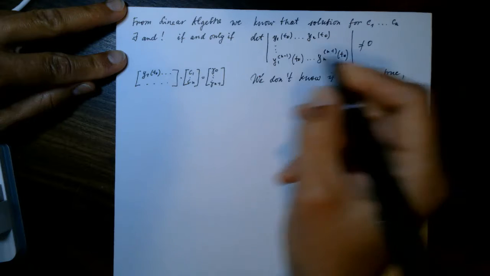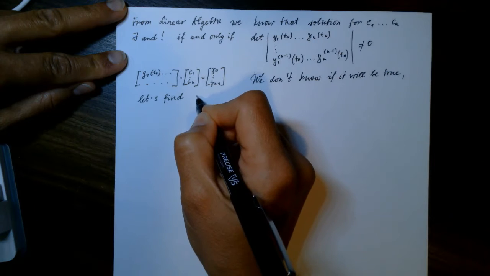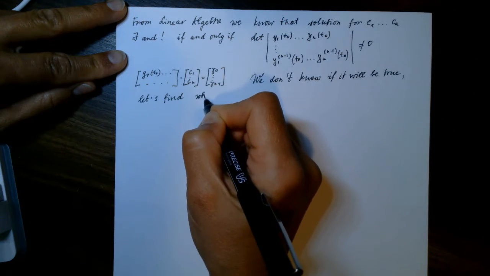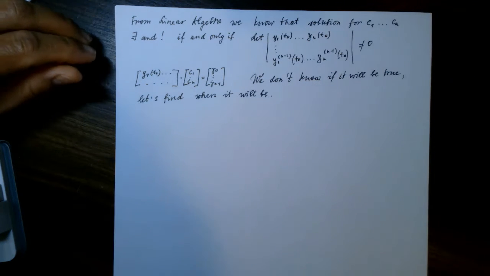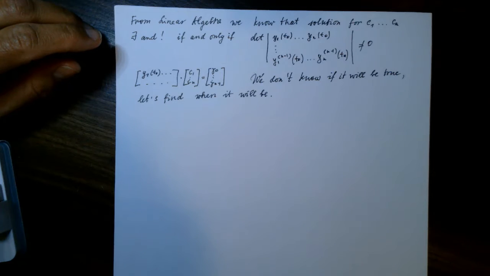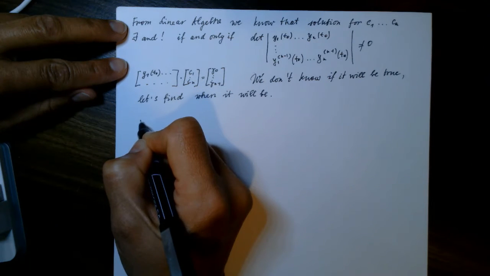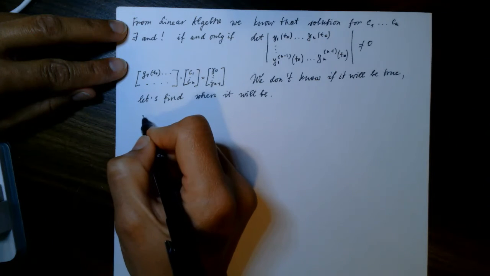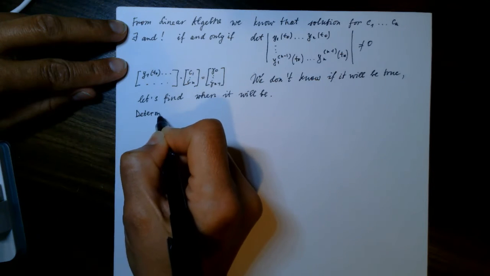Well, we don't know if it's true, right? The determinant can be equal to 0 or not equal to 0. So let's find out how it works, or when the determinant is not equal to 0, and that's going to help us to actually represent it or solve it. By the way, determinants of a system of n functions made like this, where the first row is the functions, the second row is the first derivative, then the second derivative, and so on until you reach the n minus 1 derivative, are called Wronskians. I'm going to write it down.